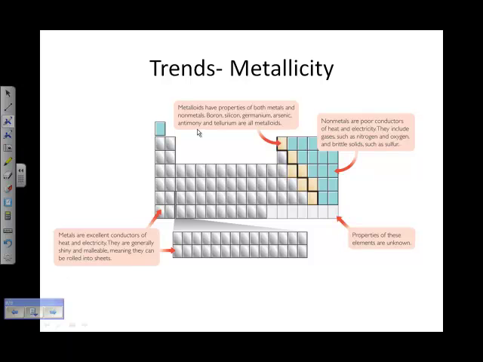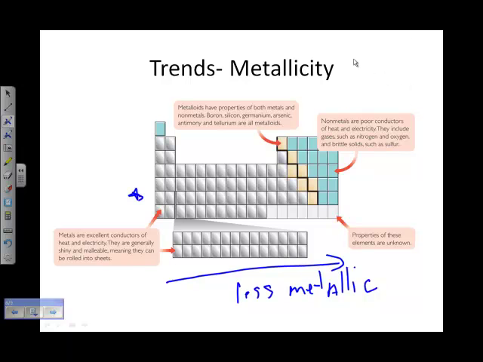Another topic: metallicity, how metallic something is. A metal is something, as you know, that conducts electricity. It has a tendency to be shiny. You can roll it into sheets. And the further to the left here you are, the more metallic it is. And then the further to the right, it becomes less and less metallic. So that's just a rule of thumb for you, and that will become easy for you to understand as we continue studying.